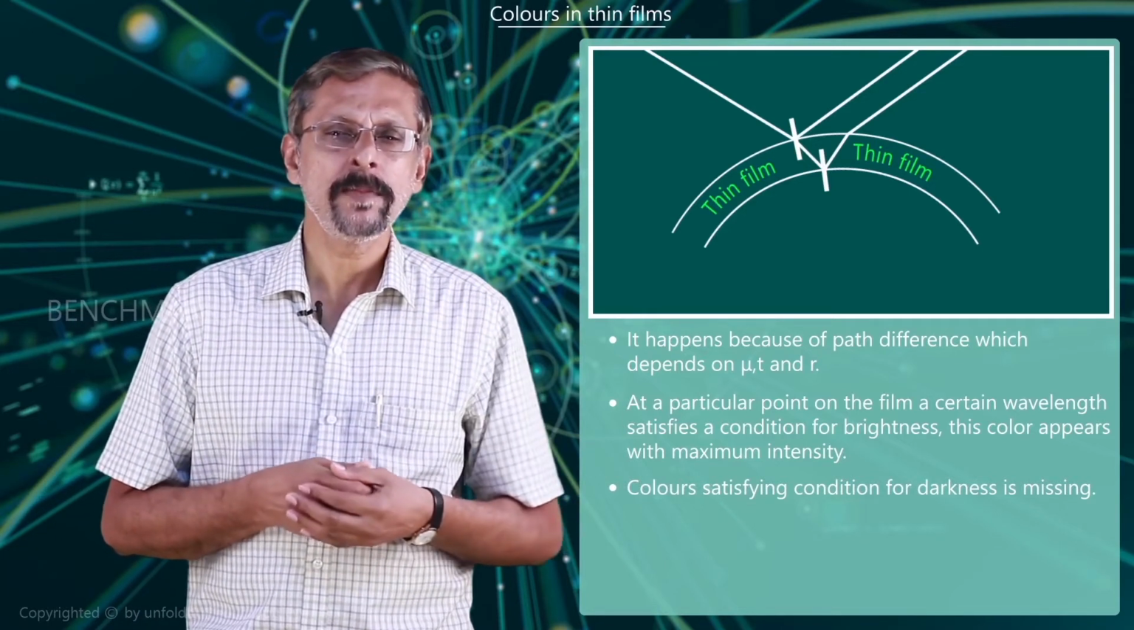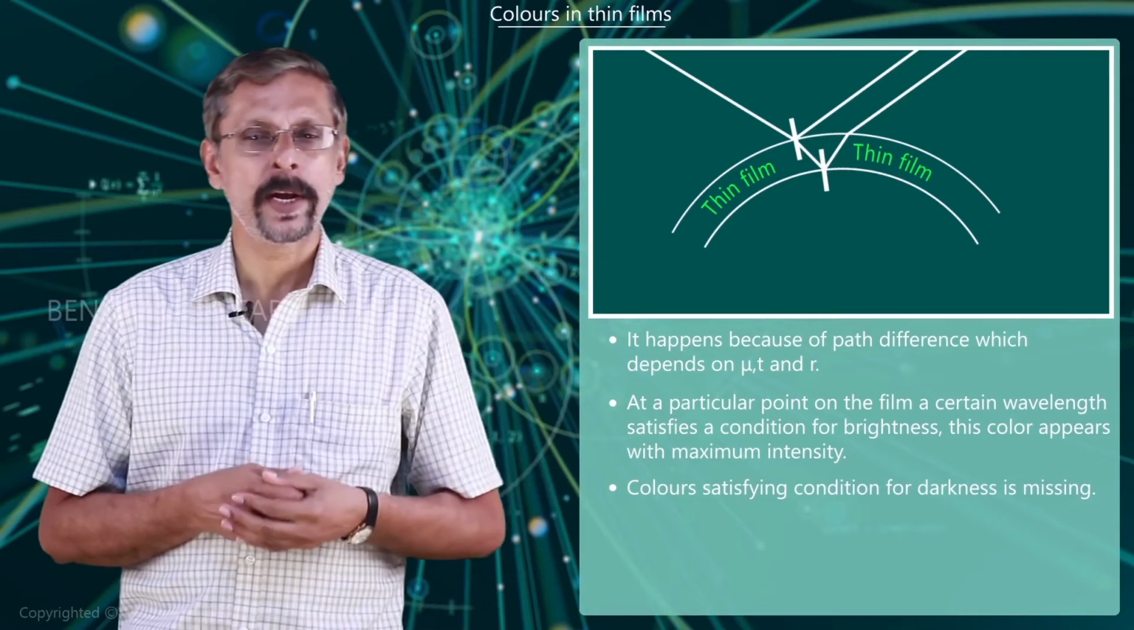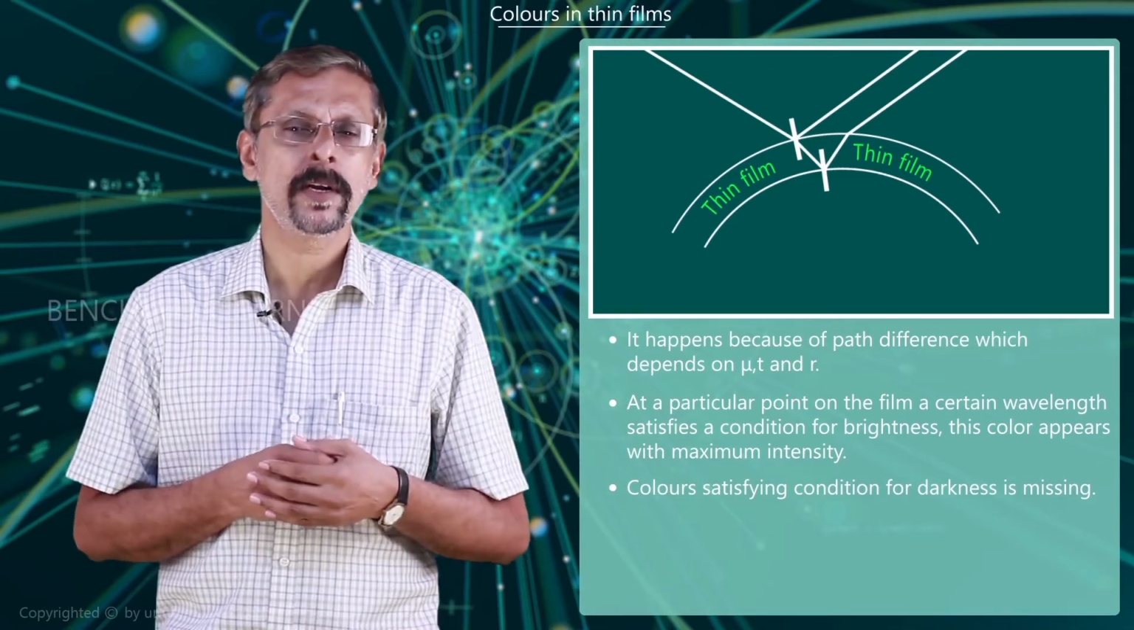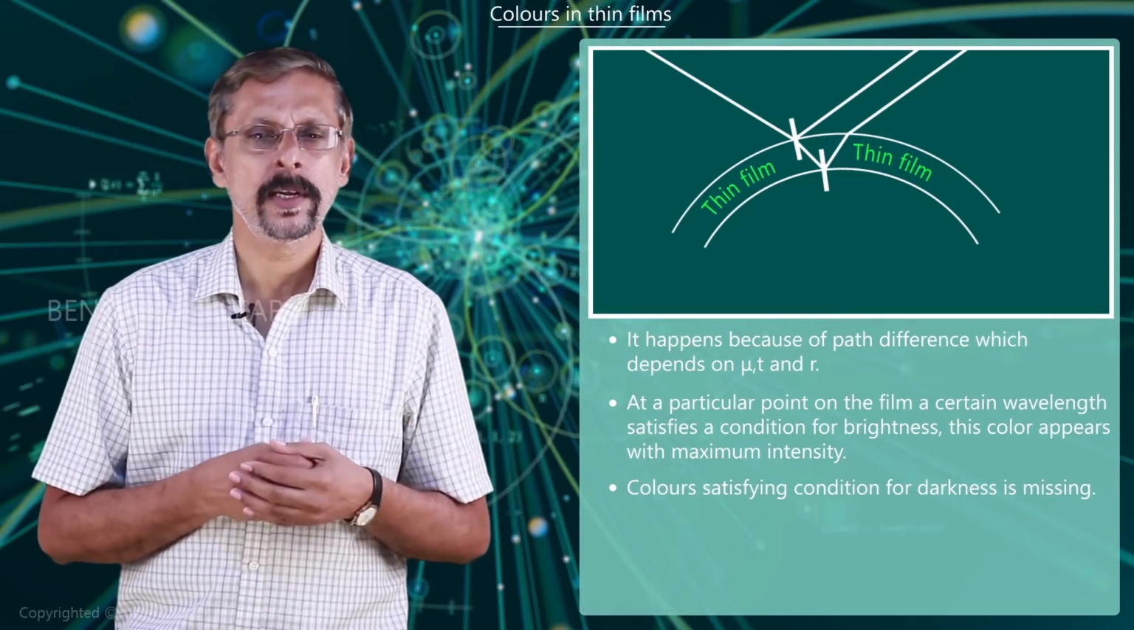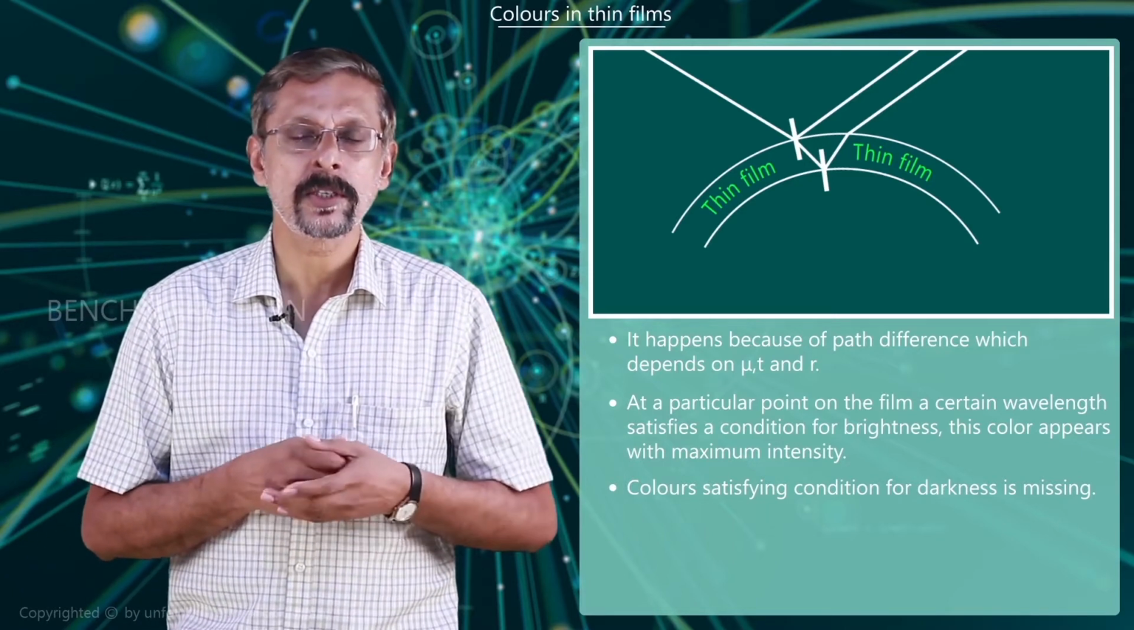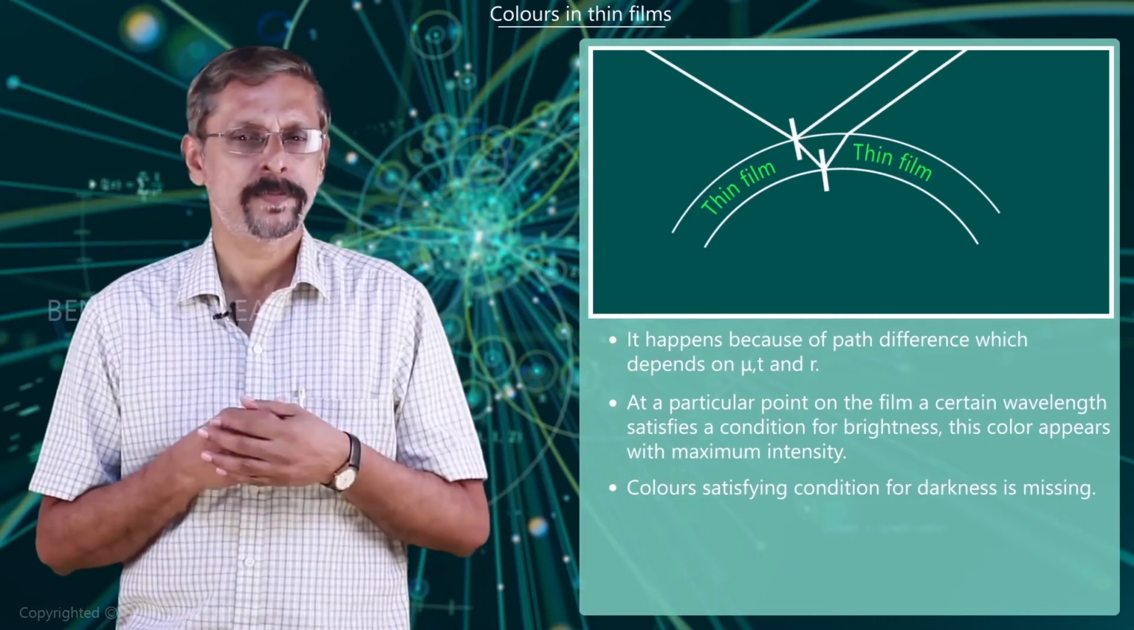When the thickness of the film is large compared to the wavelength of light, almost all colors will constructively interfere for some orders, and consequently the resultant effect is the sum of all colors or white.